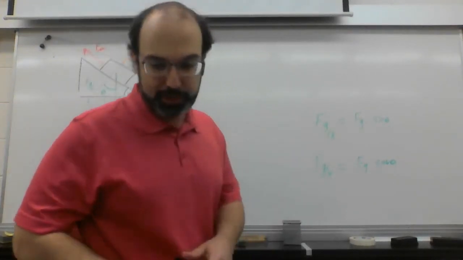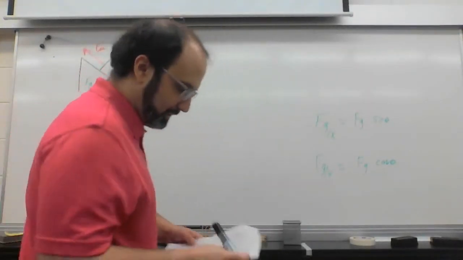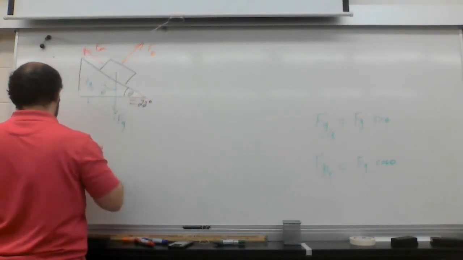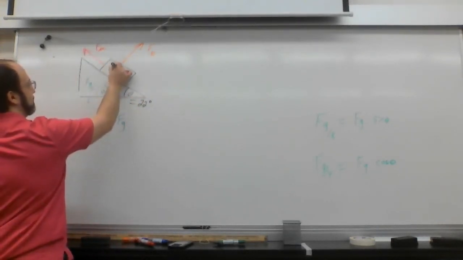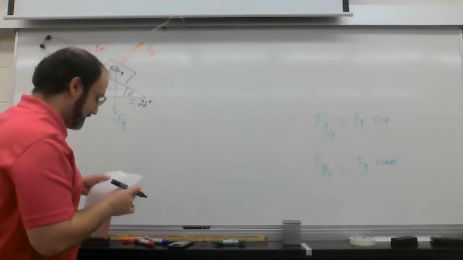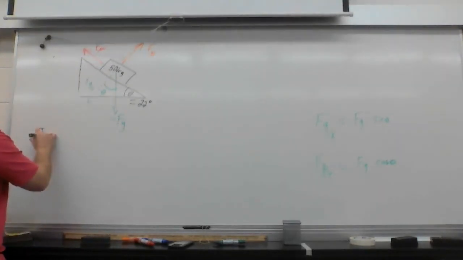Okay, so the example here says that the angle is 22 degrees. So this is 22 degrees. And that the mass is 50 kilograms. There's no force applied for this. And it says here that this is going to just begin to slide.